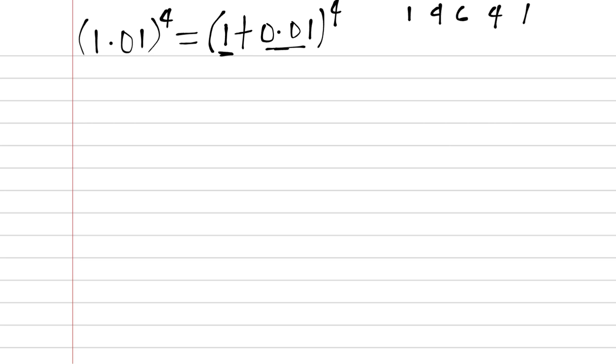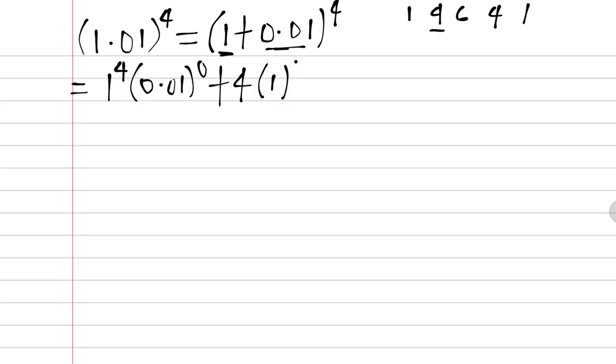So that will now be what? The first coefficient, I don't need to write it. So we have 1 raised to power 4 into bracket 0.01 raised to power 0. I'm sure you remember. Then plus the next coefficient, 4, into bracket 1 raised to power 3, then 0.01 raised to power 1. Are you seeing that now? Plus the next coefficient, 6. That will be 1 raised to power 2.